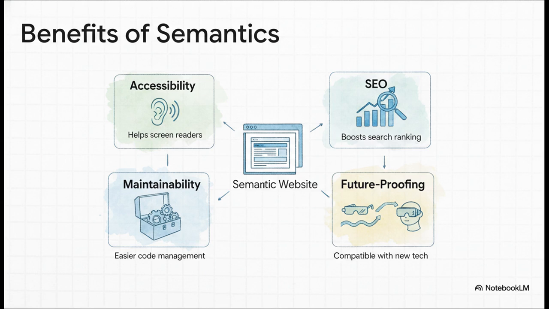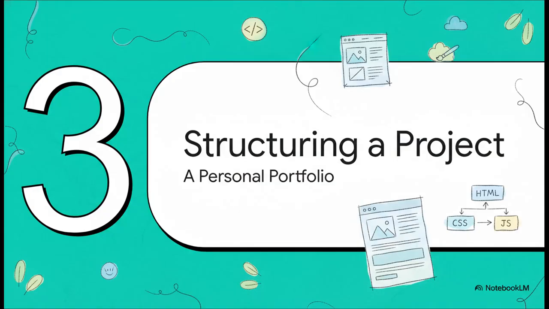Search engines like Google reward well-structured sites because they can better understand what your content is about. Third, maintainability. Your code basically documents itself, which is a dream to come back to months or even years later. And finally, it's future-proof. As new technologies like AI assistants come out, they'll rely on this semantic clarity to make sense of your content.